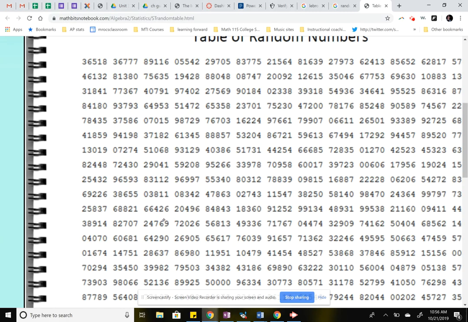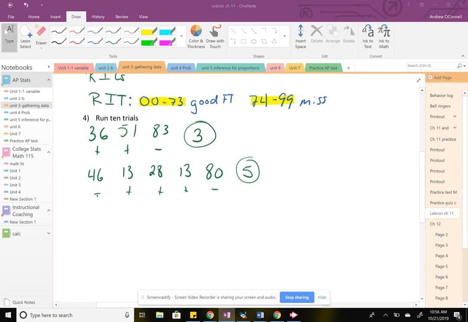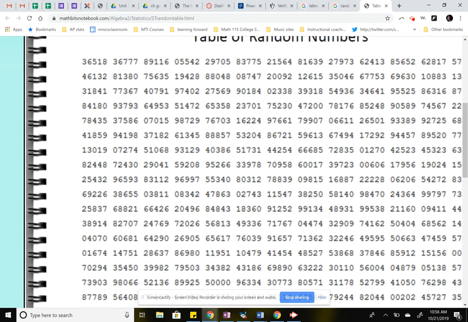And then this next one, 13, 80. So the 13 is another good free throw. Then he missed. The 80 falls between the 74 to 99. That's a miss. So let's see, 1, 2, 3, 4, 5 that time. The first trial, it took him 3 shots till a miss. Second one, 5 till a miss. I'll do one more just to prove a point.